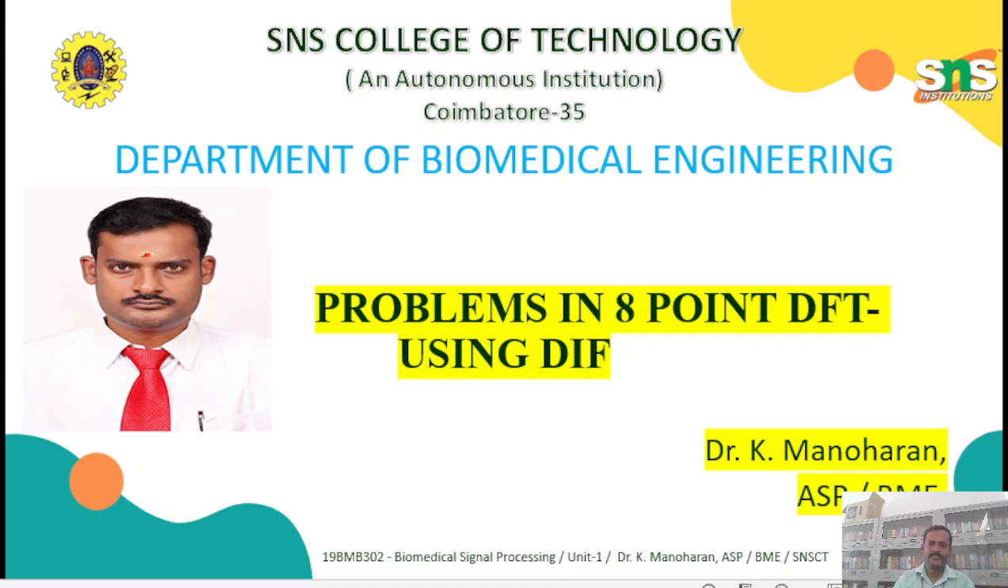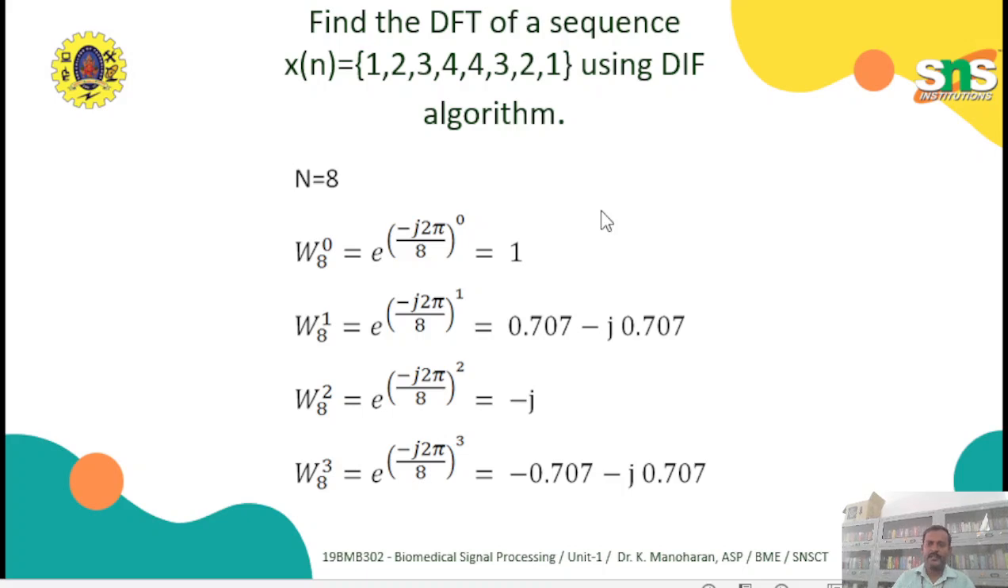So today in class we are going to discuss the problems in 8-point DFT using the DIF algorithm, that is, decimation in frequency algorithm for 8-point DFTs. The given problem is: find the DFT of the sequence x of n equal to 1, 2, 3, 4, 4, 3, 2, 1 using the DIF algorithm. The same problem we already discussed with the DIT algorithm. Now we are going to discuss it with the DIF algorithm.